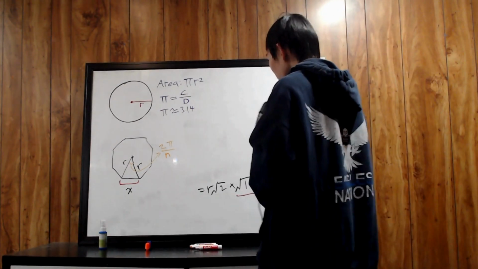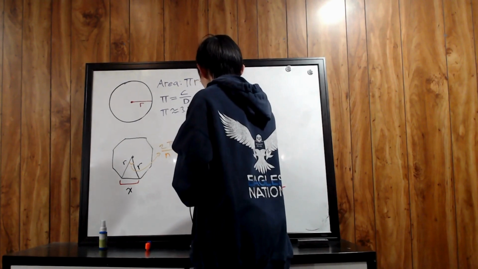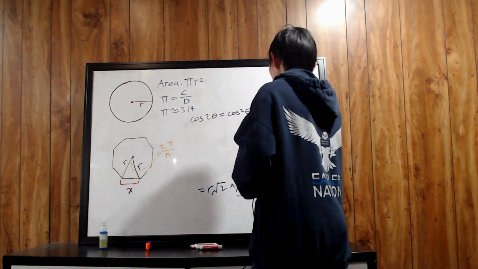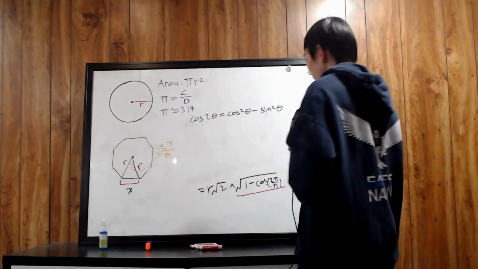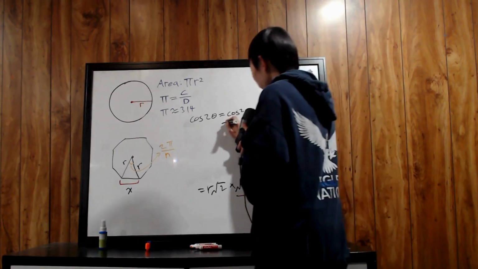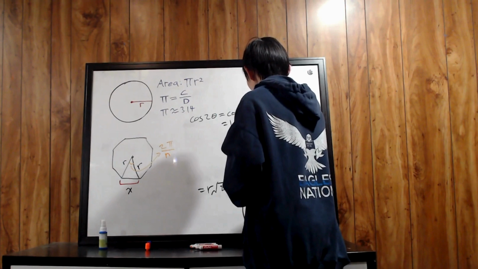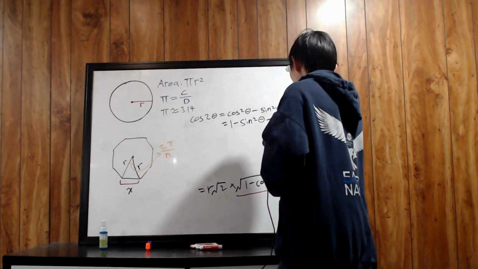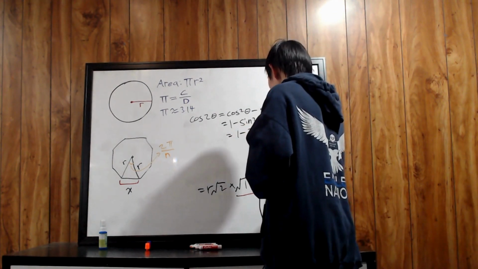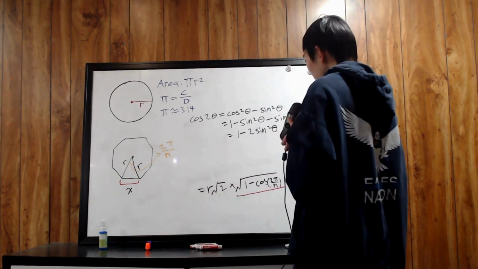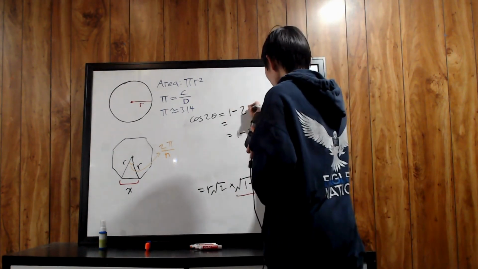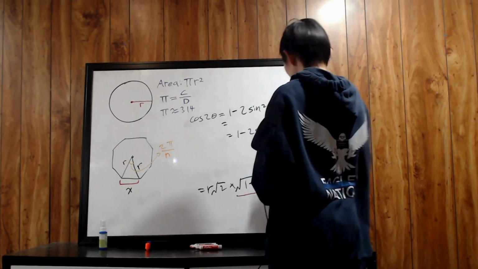To simplify this, we're going to use the double angle formula for cosine, which is cosine 2 theta equals cosine squared theta minus sine squared theta. This is the general formula. Now notice that cosine squared theta, using the Pythagorean identity, is just 1 minus sine squared theta. And now, after writing all of this, you can simplify this to 1 minus 2 sine squared theta. So then, cosine 2 theta is really equal to 1 minus 2 sine squared theta.